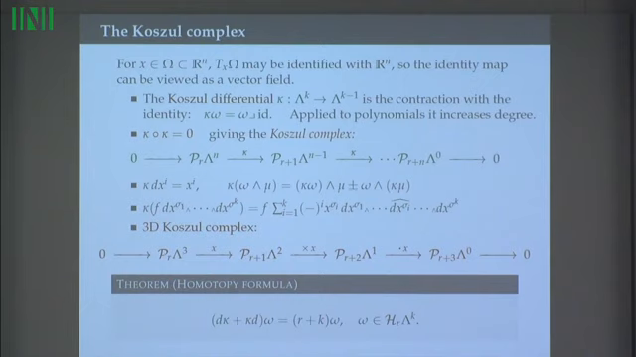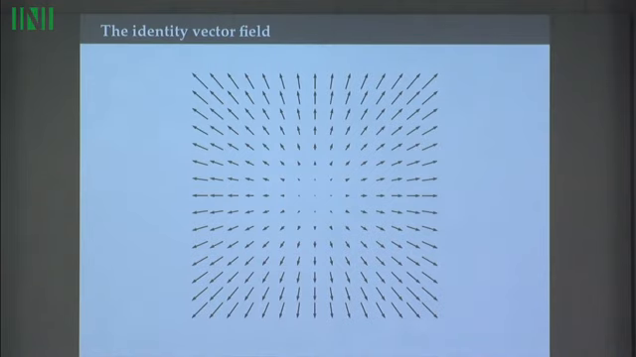Take a scalar function and multiply it by x, x being x1, x2, x3. Or take a vector field and dot it with x, or cross it with x. Those operations are the Koszul differential, and there's n of those in n dimensions. And it can be defined in the following way. Think of this vector field. What vector field is that? Well, at (0,0), it's (0,0). At (1,0), it's (1,0). At (0,1), it's (0,1). This is the identity vector field. At any point x, it's x viewed as a vector.